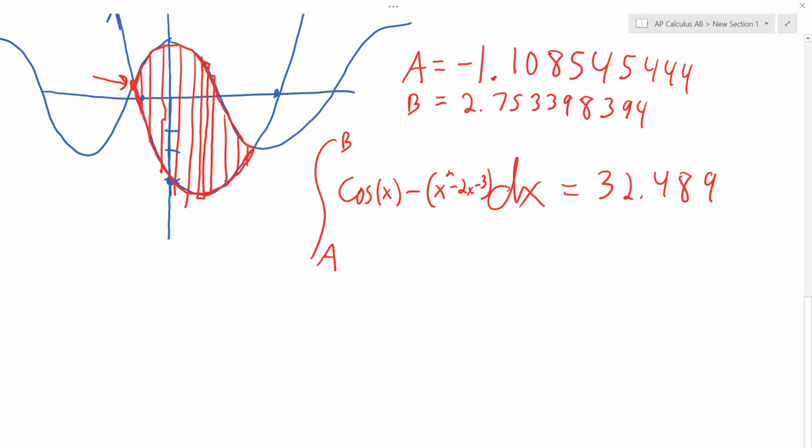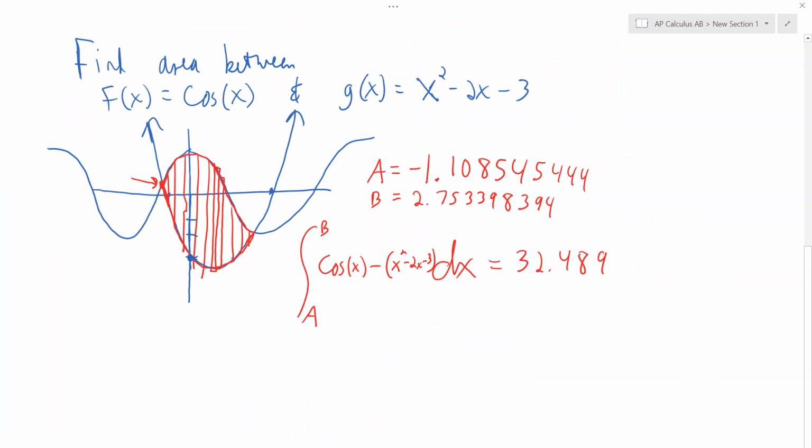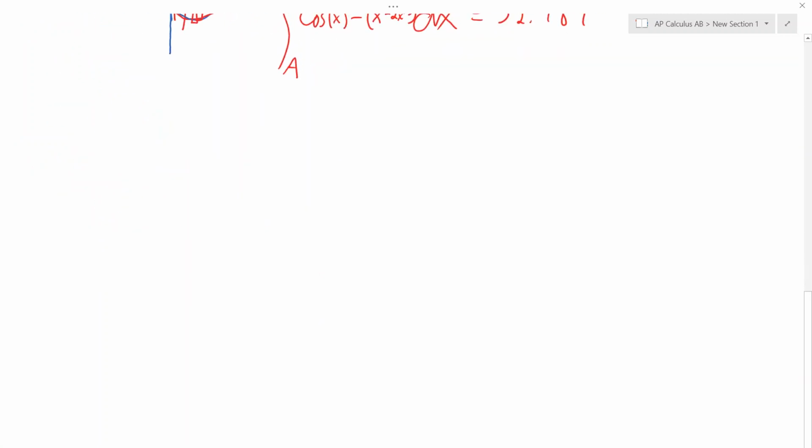Excellent. So, that's area. Let me show you some weird things that could happen. Okay? Let's say we wanted to find the area between, or underneath. Let me think of what are some good functions we can use here. So, let's find the area of the region between.